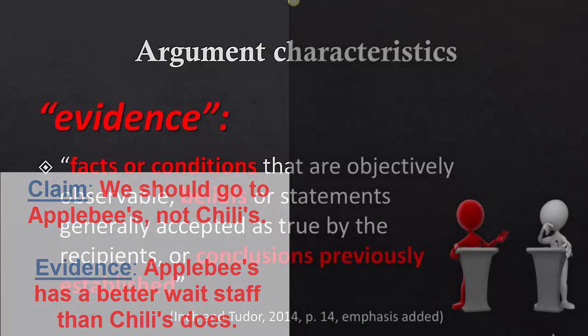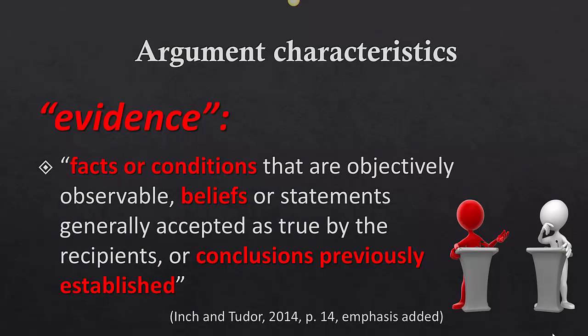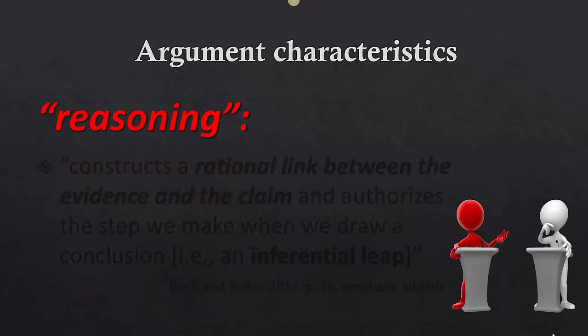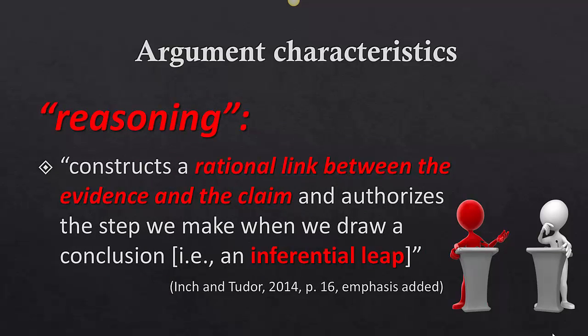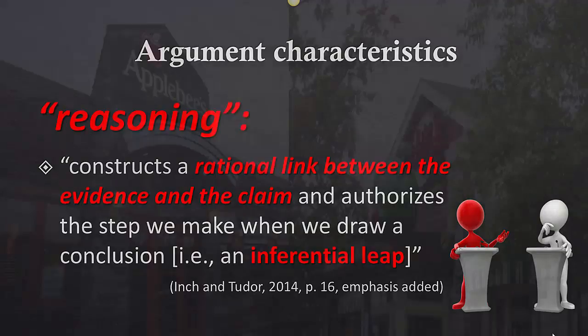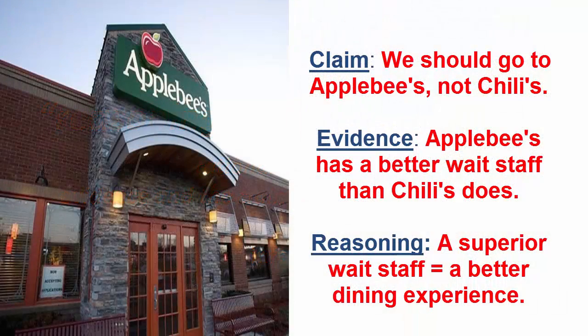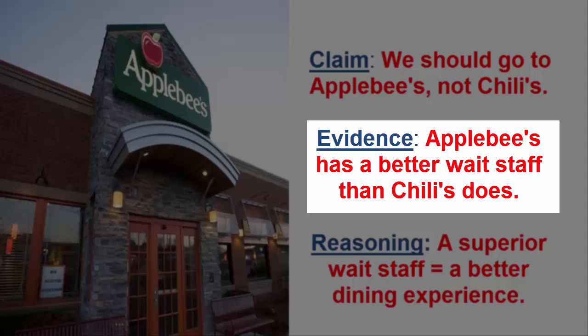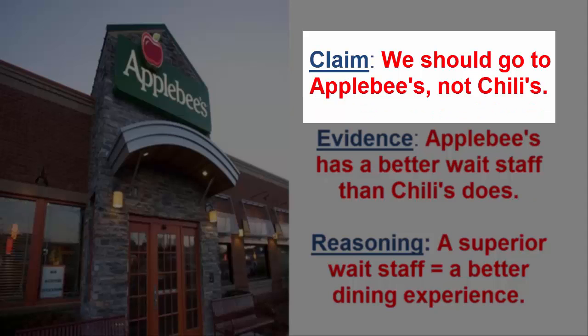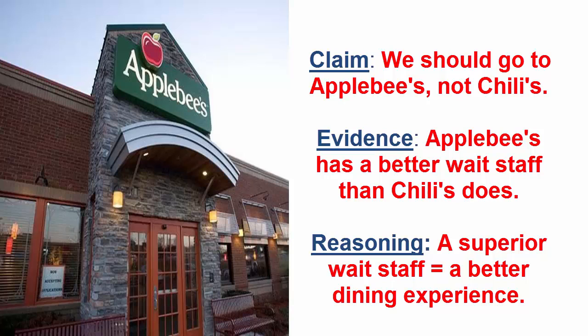So in brief, evidence is often factual but does not necessarily have to be factual. And we also know that evidence by itself can't justify a claim. We also need to have reasoning. According to Inch and Tudor, reasoning constructs a rational link between the evidence and the claim and authorizes the step we make when we draw a conclusion. And I've said here that you can think about this as an inferential leap. An inference is essentially when we move from something that's been established to something that hasn't yet been established. Essentially, we're taking a logical or a rational leap from one point to another point.